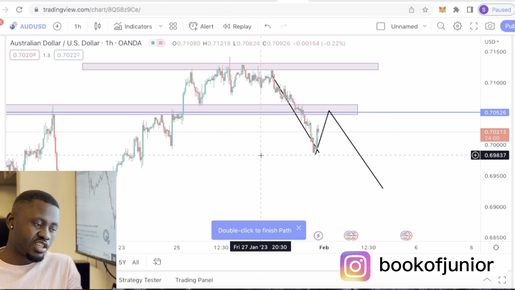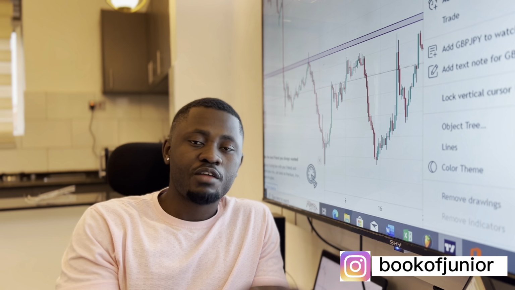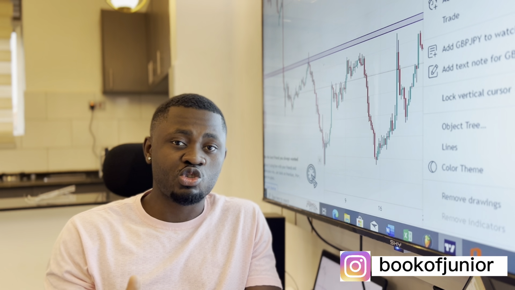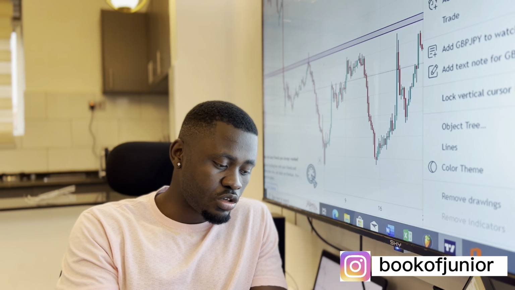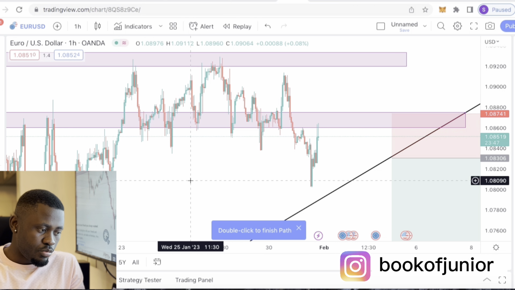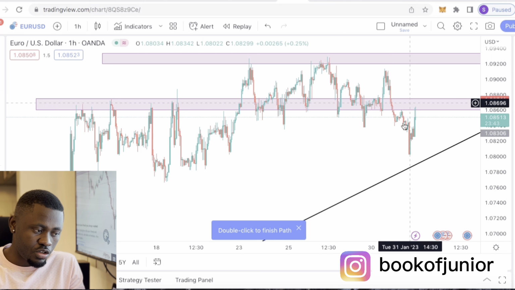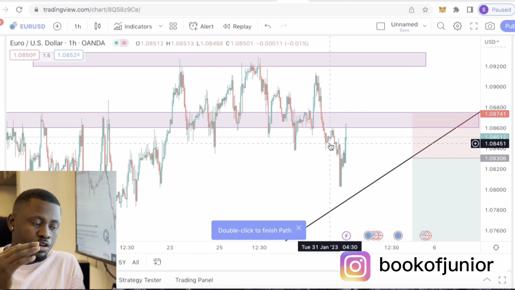This is pure price action. You don't need to apply smart money concepts and all that. All you have to do is wait for price to come to your zone. Traders, you need to wait for price to come to your zone. Let's go back to Euro USD. As you see, Euro USD has already come back to the upper zone here that I drew out. So you always want to wait for price to come to your zone.